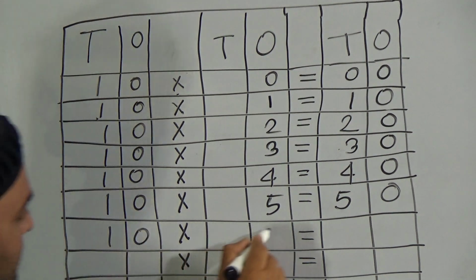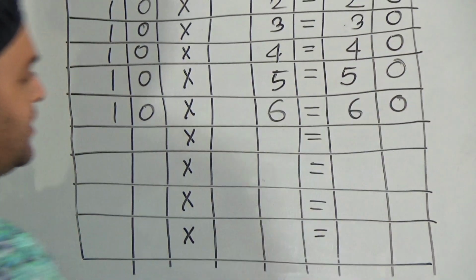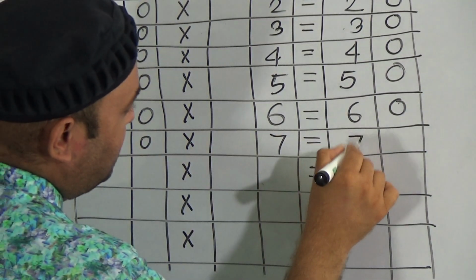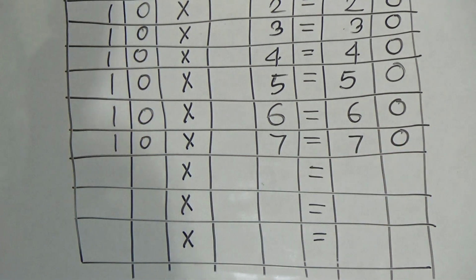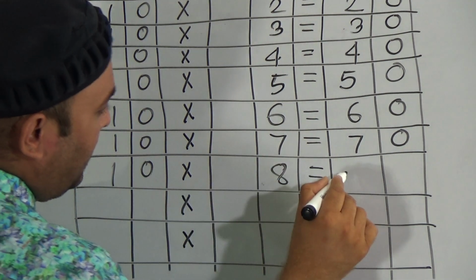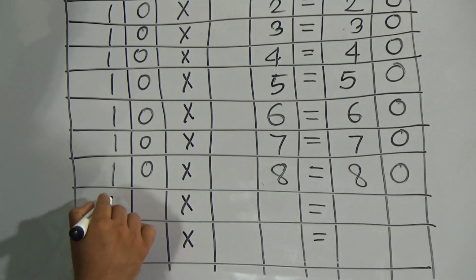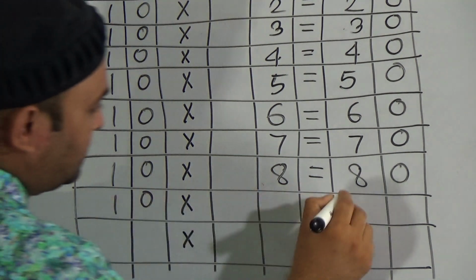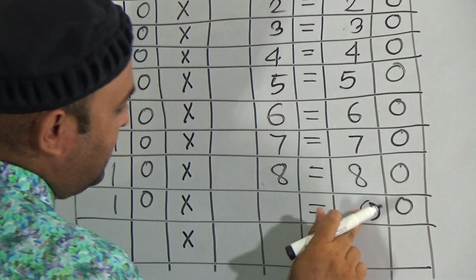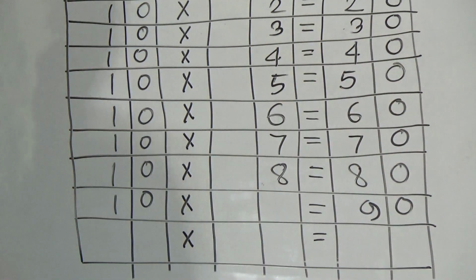10 sixes are 60. Here 6 is 10's place and 0 is 1's place. 10 sevens are 70. Here 7 is 10's place and 0 is 1's place. 10 eights are 80. Here 8 is 10's place and 0 is 1's place. 10 nines are 90. Here 9 is 10's place and 0 is 1's place.